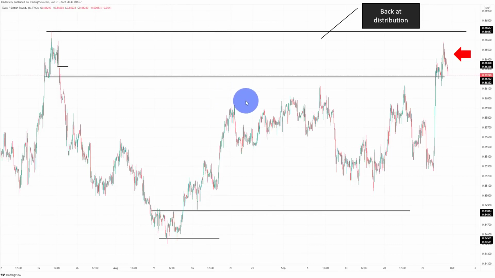Here's the breakout, the market moves back, and we dip back into the previous distribution. This is the initial distribution that we looked at. This is the area where the market went from a buying surplus to a very strong selling market.